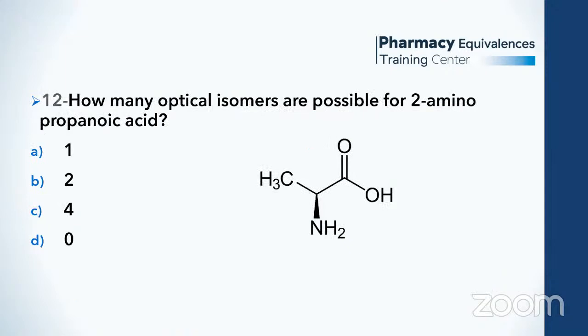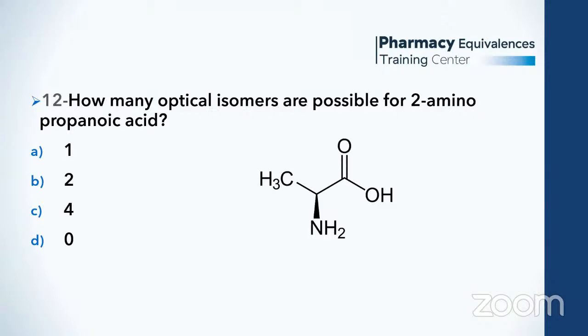Another question about optical activity or isomerism. How many optical isomers are possible for this compound, which is 2-amino-propanoic acid? How many optical isomers? How can we know that?